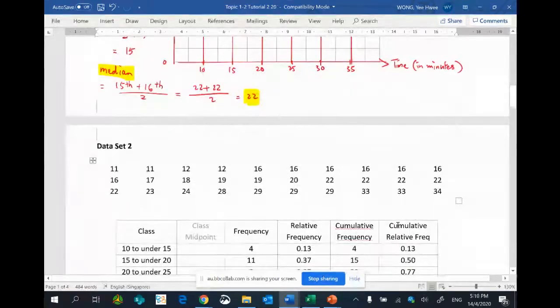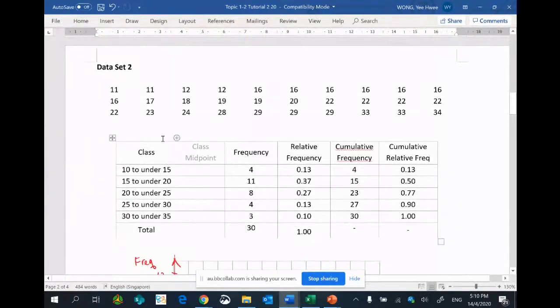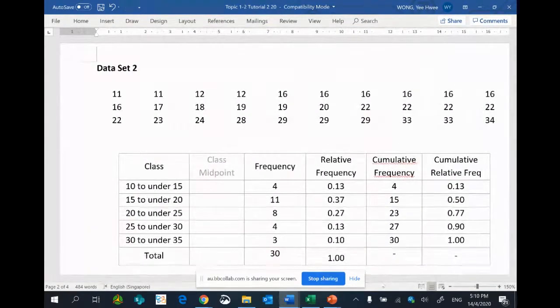Now we are going to look at data set number 2. If you just put them into a table again, this is what you see. Did you get this? Double check your work. Did you get this? Then what is the mean and standard deviation?